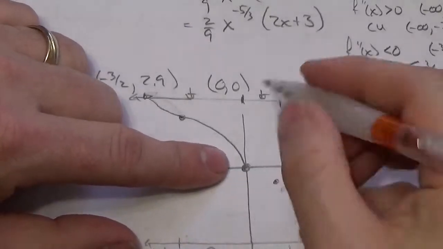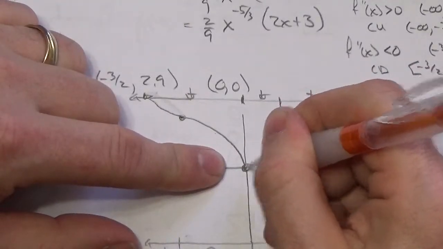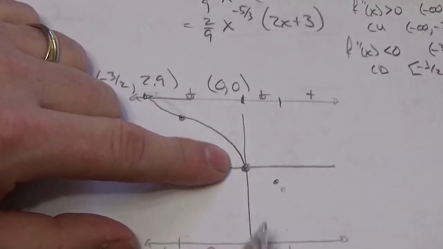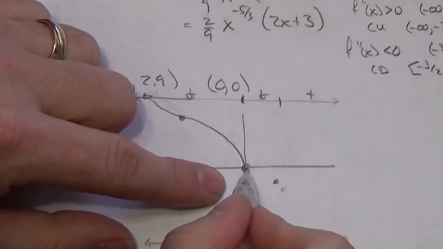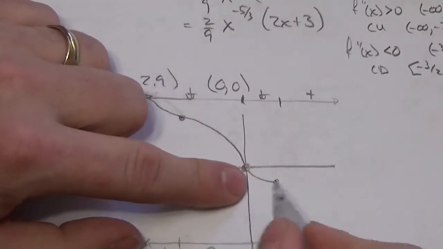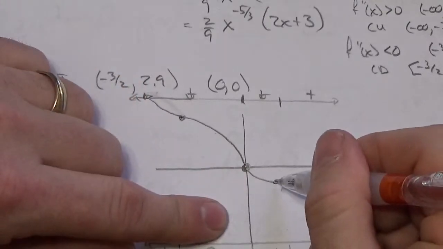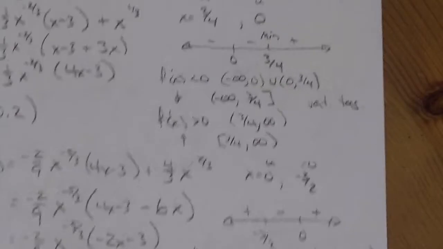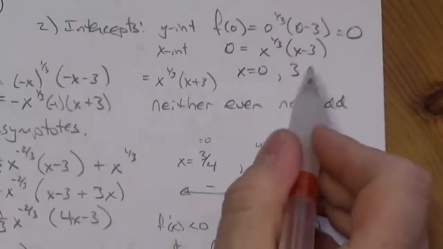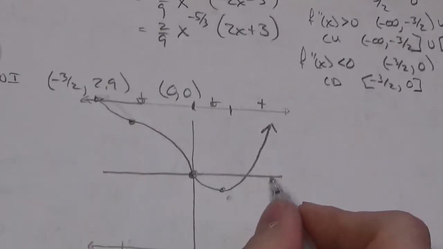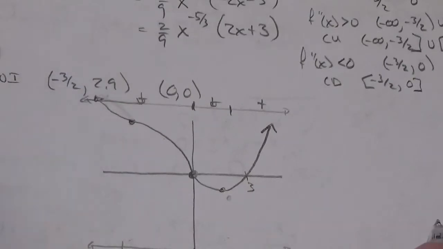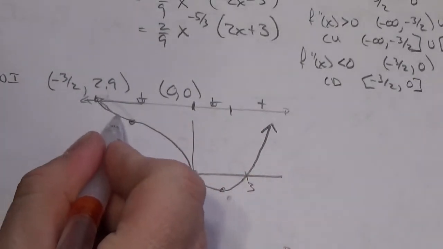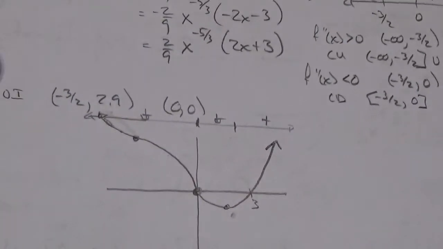And we already knew that it was going to go vertical at 0. And then it's still decreasing, concave up. So it's going to come like this, but really quickly to our minimum. And then it's going to be concave up and increasing. And remember, we forgot that way over there was this x-intercept here at 3. So that is roughly what my graph is going to look like.